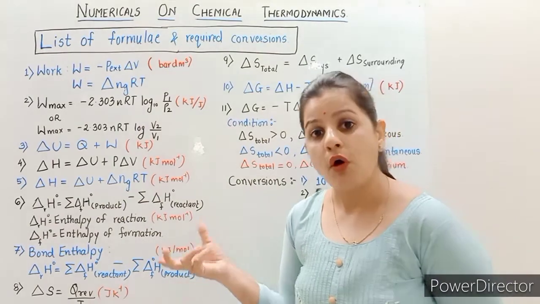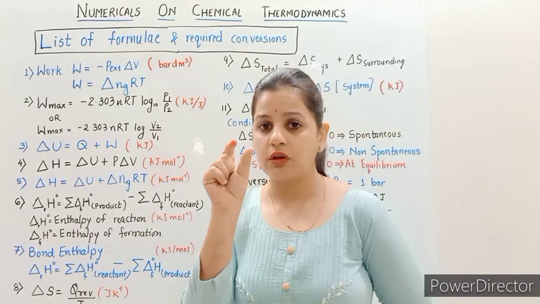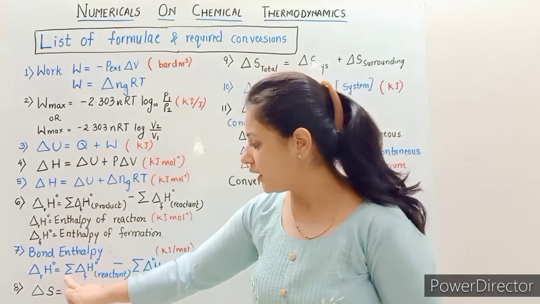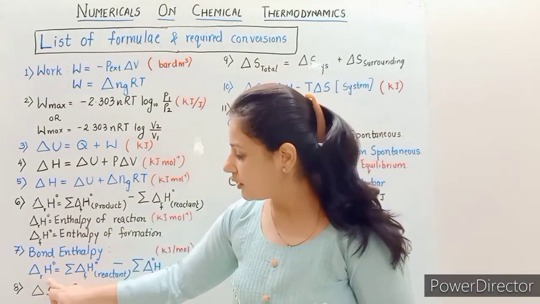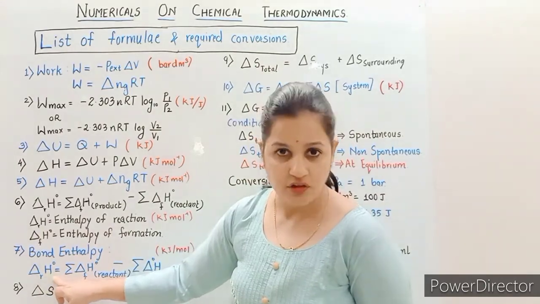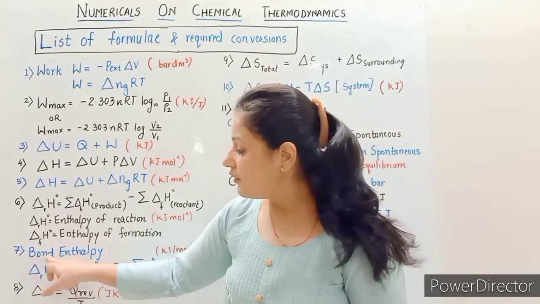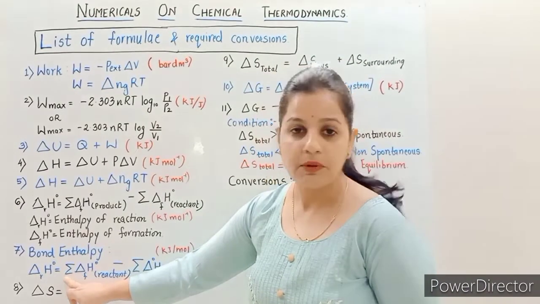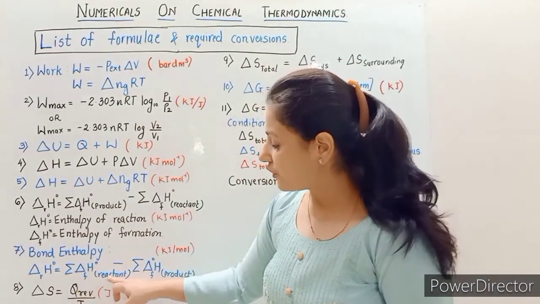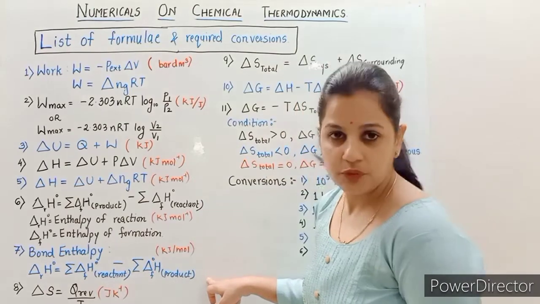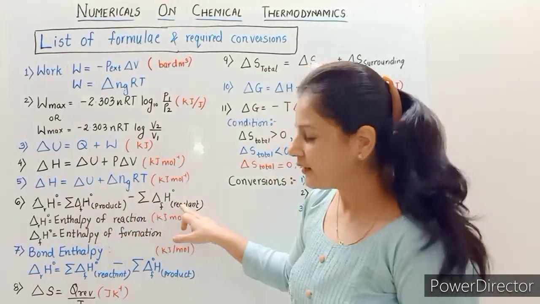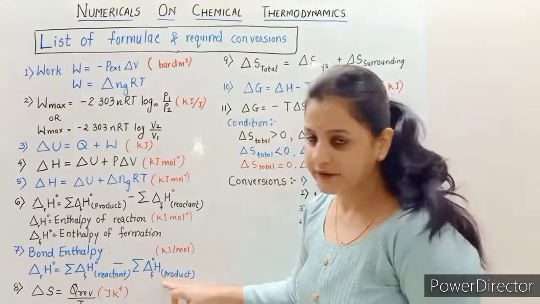This is for the enthalpy of a particular reaction. But if bond enthalpy is asked, meaning about the breakage of the bond, then we are always going to take it in this way. If we are calculating the bond enthalpy, then we'll consider the summation of delta H of reactants minus delta H of products. So in this case you can see it is product minus reactant, and in this case it is reactant minus product.